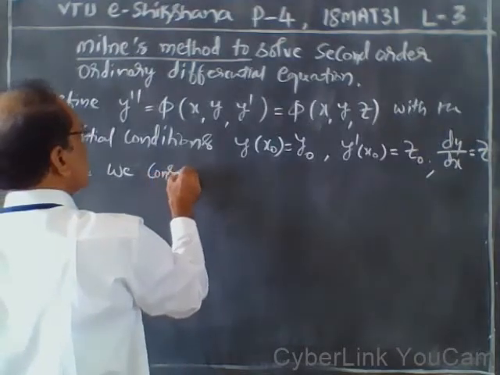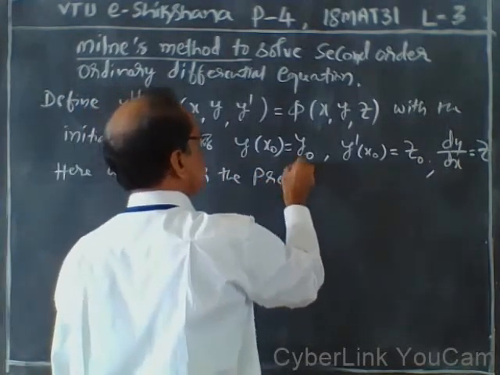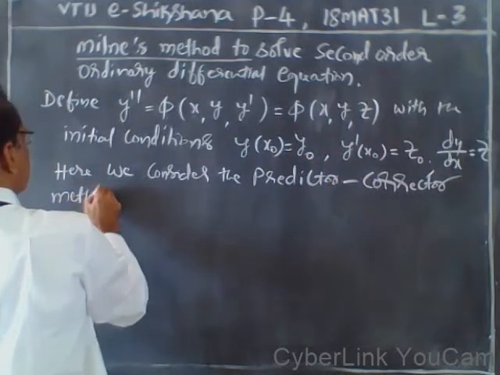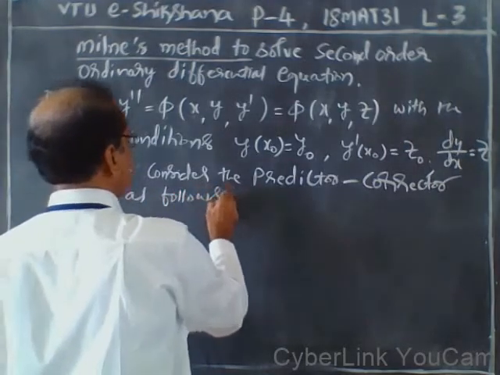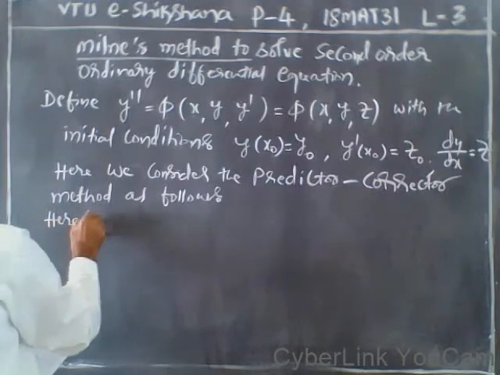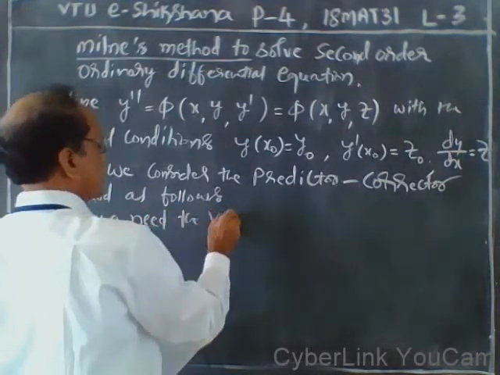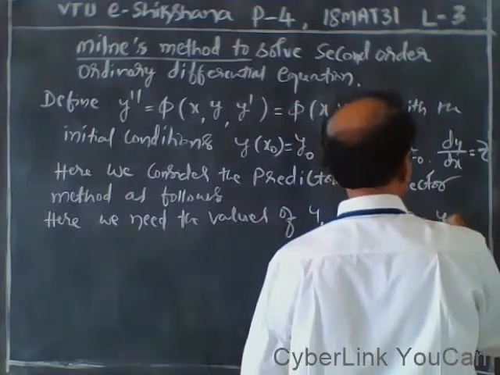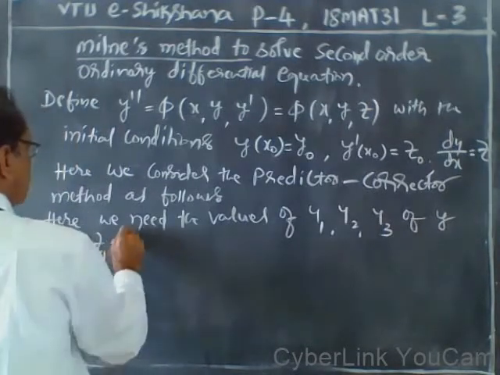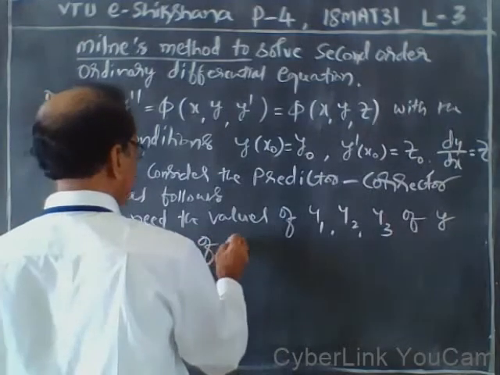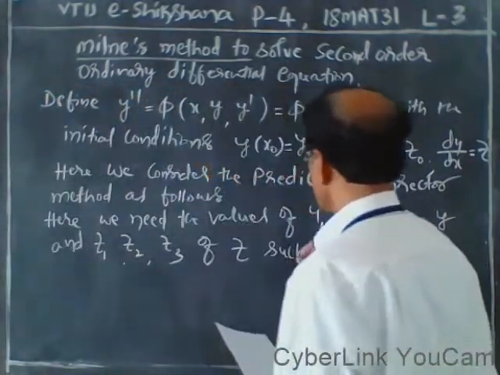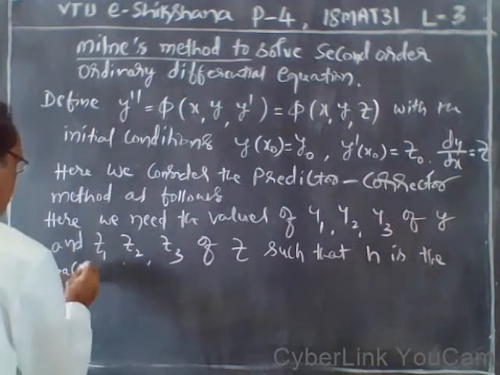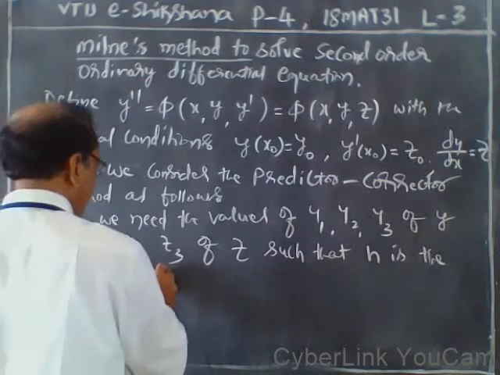Here we consider the predictor corrector method as follows. Here we require the values of y1, y2, y3 of y and z1, z2, z3 of z, such that h is the spacing between values of x.